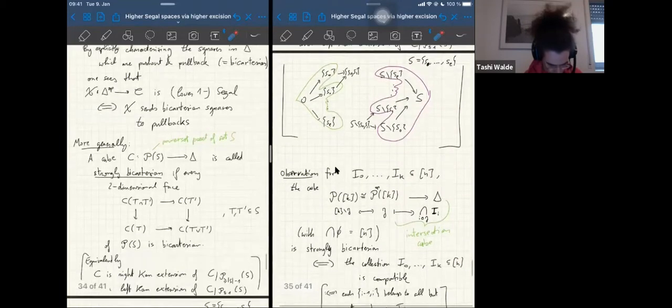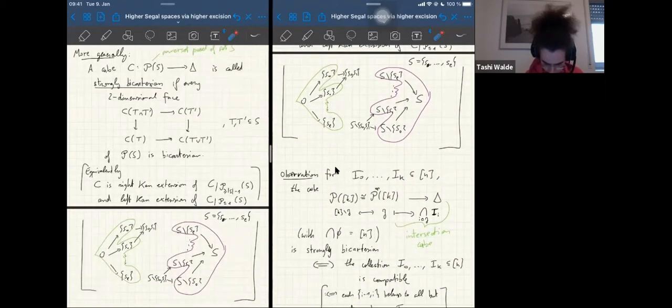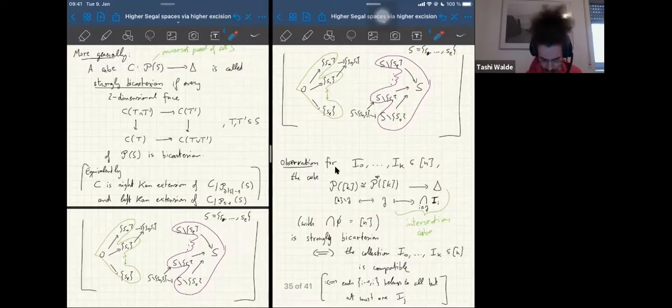Let me keep the definition up. So the observation is that if we have a cube, which is described as an intersection cube of some subsets like this, so it's given by sending, for convenience I label it by op here, but basically you send J to the intersection of all the corresponding I. So this is really the cube given by taking these I's and all possible intersections, with the convention that the empty intersection is just n itself. So at the top vertex of the cube, we put n itself. Then this is strongly bicartesian if and only if this collection is compatible, which, recall, just meant that each of these intervals belongs to at most one of these. So this gives an intrinsic meaning to these compatible collections. They are precisely those intersection cubes which are strongly bicartesian.